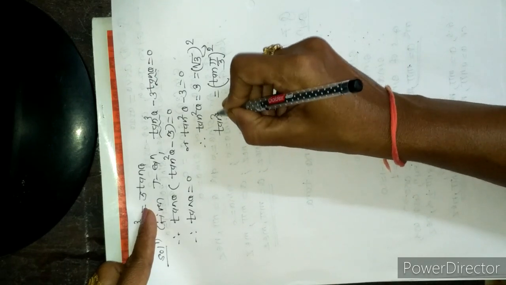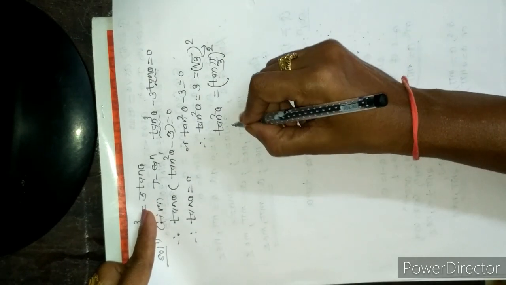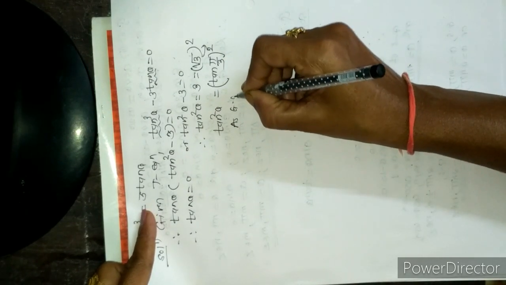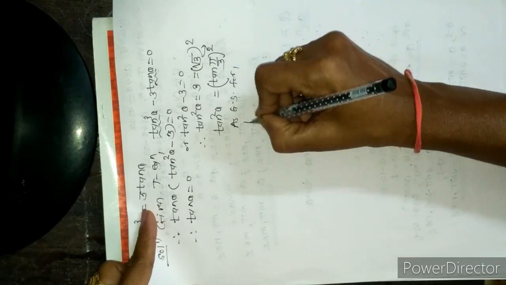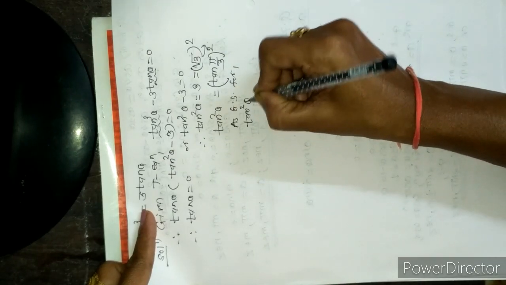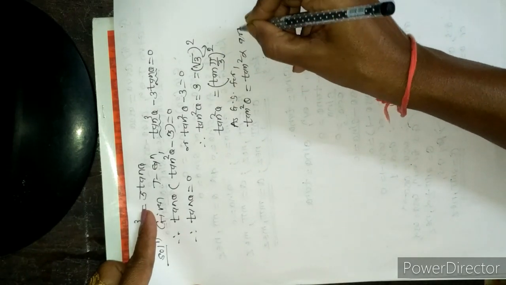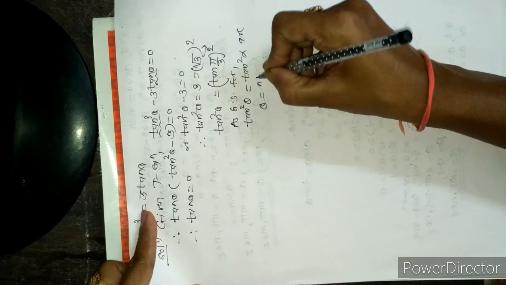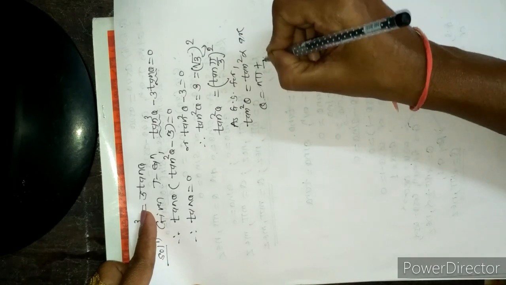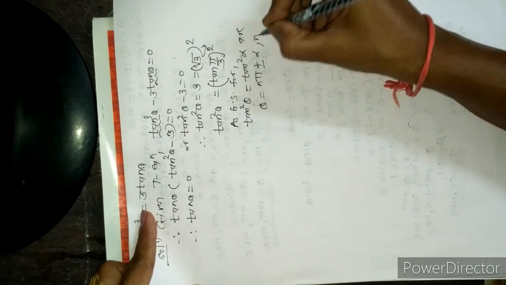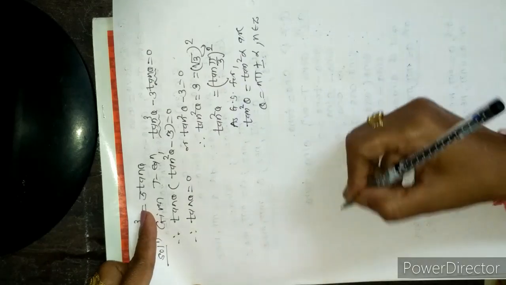So for the second equation we use the square relation as the general solution for tan square theta equal to tan square alpha, that is theta is equal to n pi plus minus alpha, n belongs to Z.